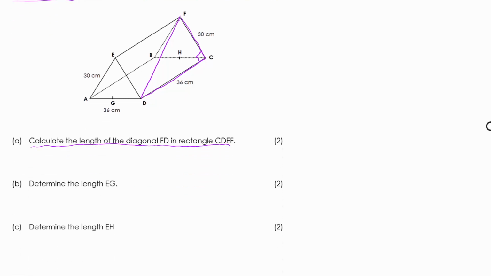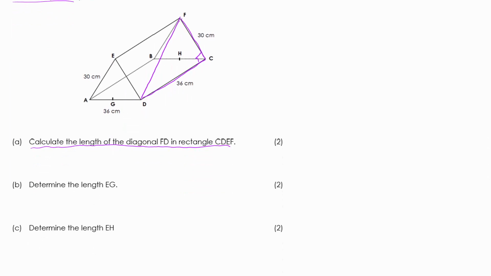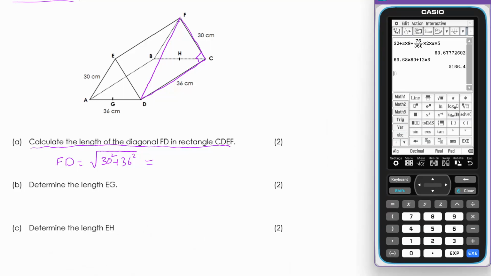So what we can do is just use Pythagoras' theorem. FD is going to be the square root of 30 squared plus 36 squared. Note that FD is the hypotenuse. So that is the square root of 30 squared plus 36 squared, and that gives me 46.86 centimeters.